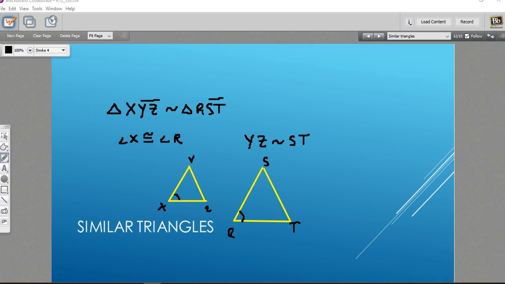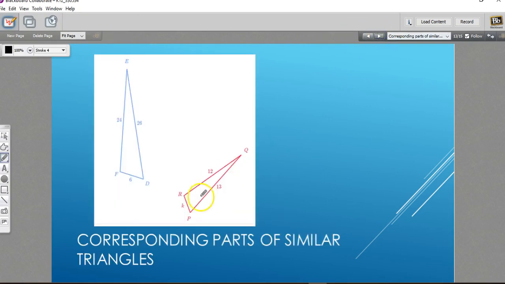Actually, 2 questions on the test will deal with just that. So be prepared for that. Okay. So the next thing that they are going to talk about is corresponding parts of similar triangles.